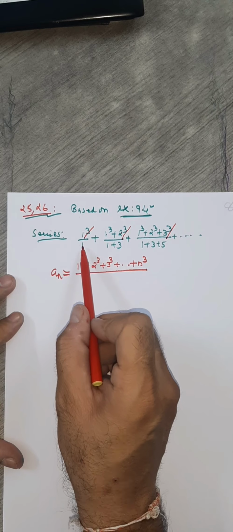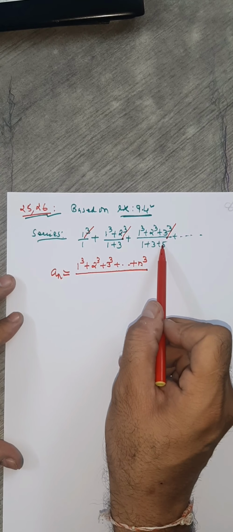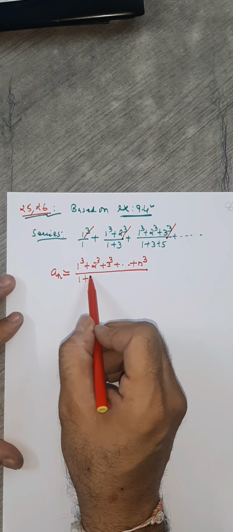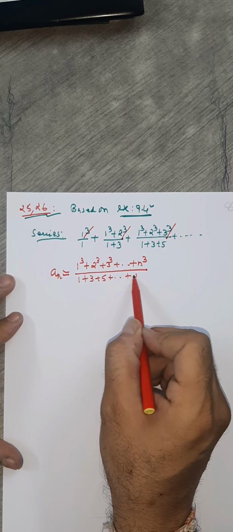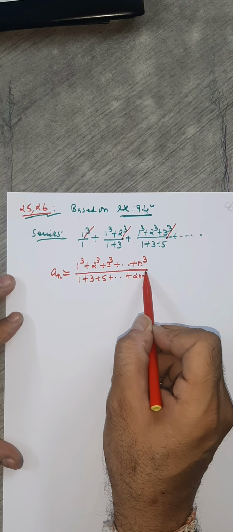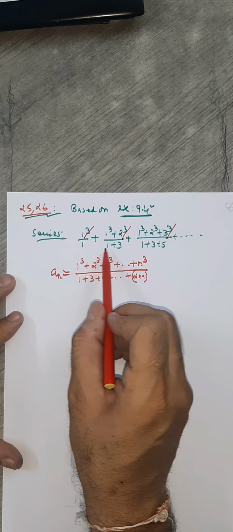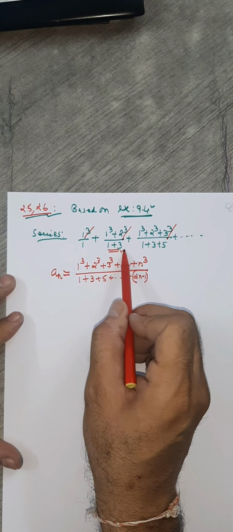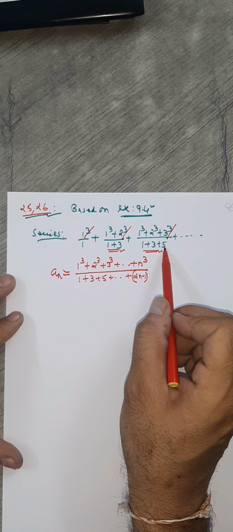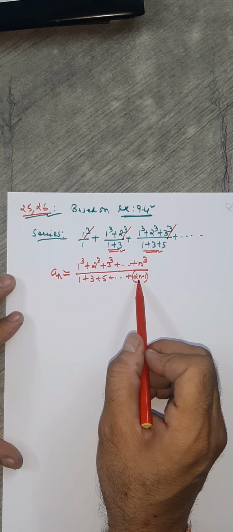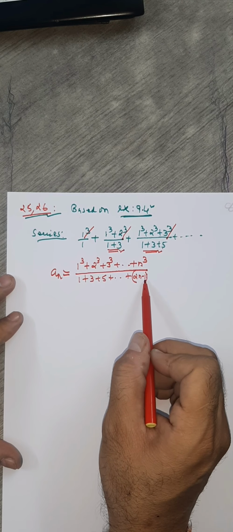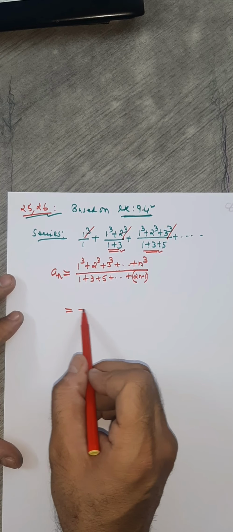What about the denominator? Here 3, then 5. So here 1 plus 3 plus 5. Have you noticed? These are the odd numbers. Which is the last odd number? 2n minus 1. You know. In the second term you have up to two odd terms. In the third term you have up to 3 odd terms, 1, 3, 5. So in the nth term you must have up to the nth odd number, that is 2n minus 1. Now we simplify this.